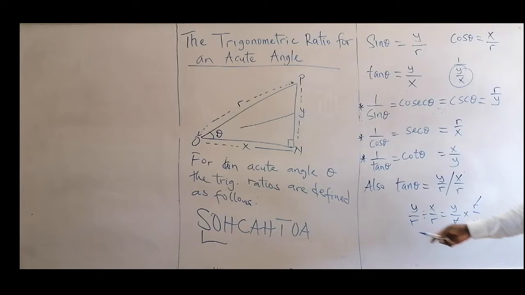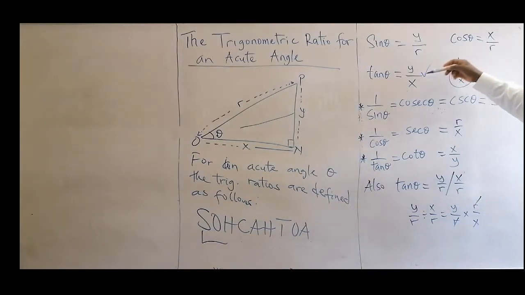Look at what I've done here. After dividing, can't you see you have back your y over x, which is your tan theta? Is that clear now? So in conclusion, we can now see that tan theta is sin theta over cos theta. We have shown that and it's established. Then cot theta also.